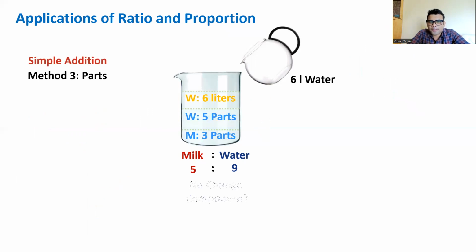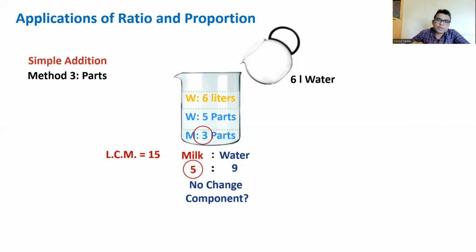Third method, parts. And here, the logical approach, this is a very nice approach. If you see overall, what is not changing? In this overall transaction, what is not changing? Milk. Whatever milk was there earlier, same milk is there now also. Isn't it, quantity wise? Just because you added extra water, the ratio terms changed. So the no-change component is milk, and our aim is to make the numbers corresponding to milk the same.